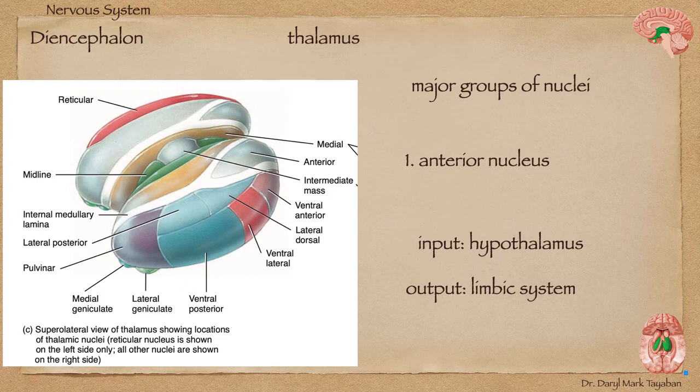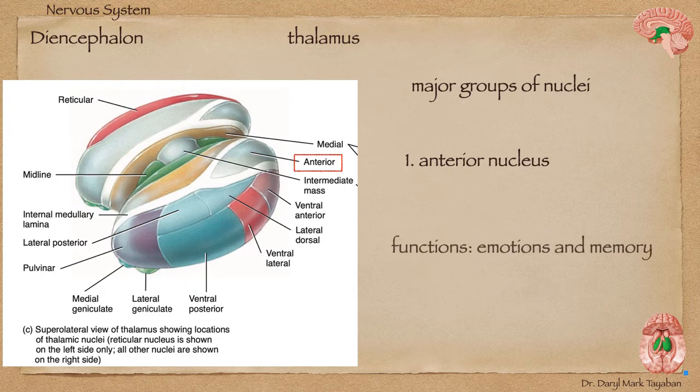So to continue, the thalamus has different major groups of nuclei. This is quite a boring part, but I made it easier for you. You need to know about the inputs and the outputs, meaning input is nerve impulses that travel from outside going to the thalamus, and output is from the thalamus going outside, wherever it is, in the limbic system or so. So the first one, the anterior nucleus, receives input from the hypothalamus and sends output to the limbic system, and its function is more on the emotional. There's also another half for the other view, but I didn't include it so that it's not confusing. Just focus on this. So the main function is for emotions and memory.